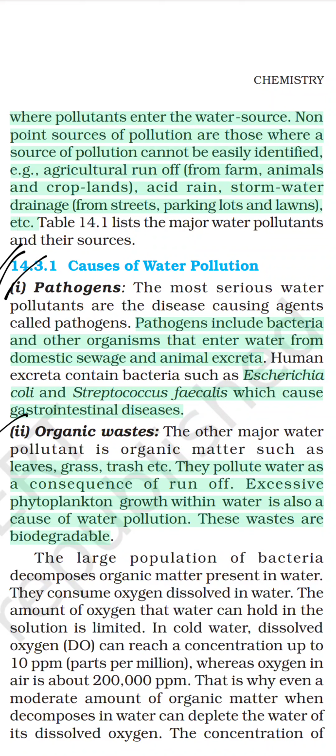Next, causes of water pollution. Pathogens. The most serious water pollutants are the disease causing agents called pathogens. Pathogens include bacteria and other organisms that enter water from domestic sewage and animal excreta. Human excreta contain bacteria such as Escherichia coli and Streptococcus faecalis, which cause gastrointestinal disease.